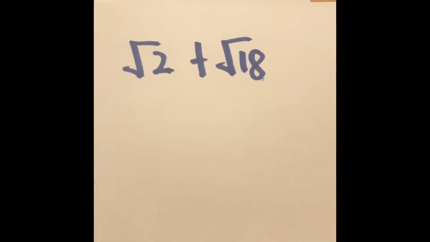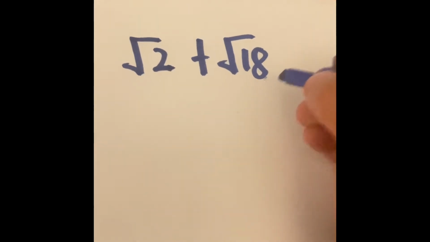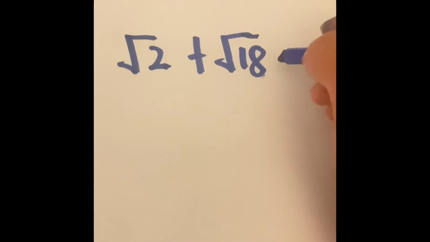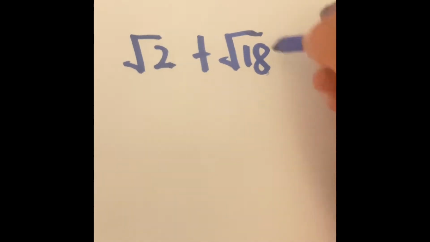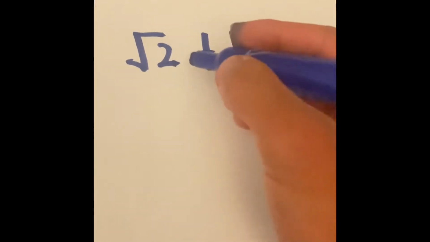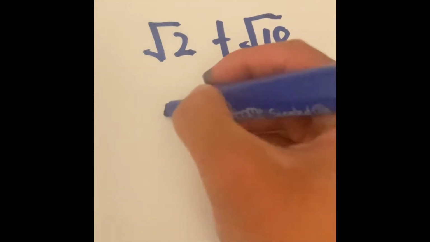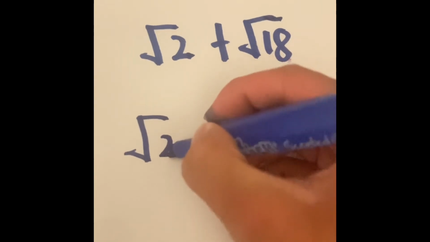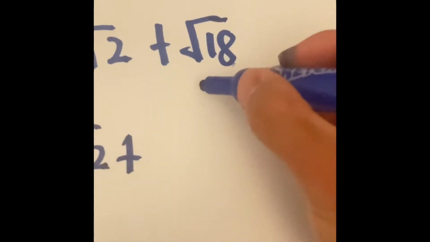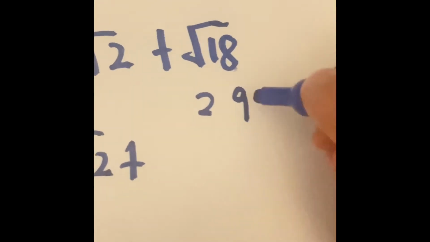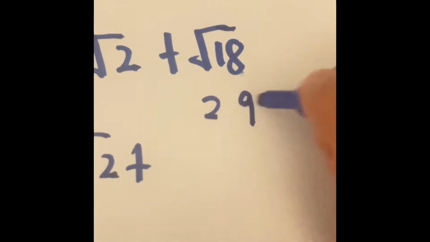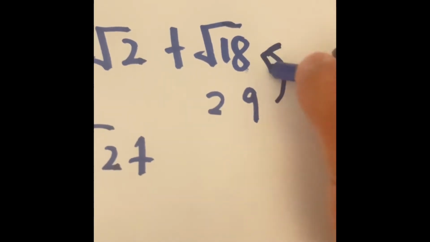Okay, so let's answer. Even though 18 is not a perfect square, we can pull a few numbers out of it. The square root of 2 has to stay the same because you can't pull any numbers from it, meaning it's the simplest form you can work with. So we're going to do the square root of 2 plus 2 and 9, which can both be pulled out of the square root of 18, because 2 times 9 does equal 18.